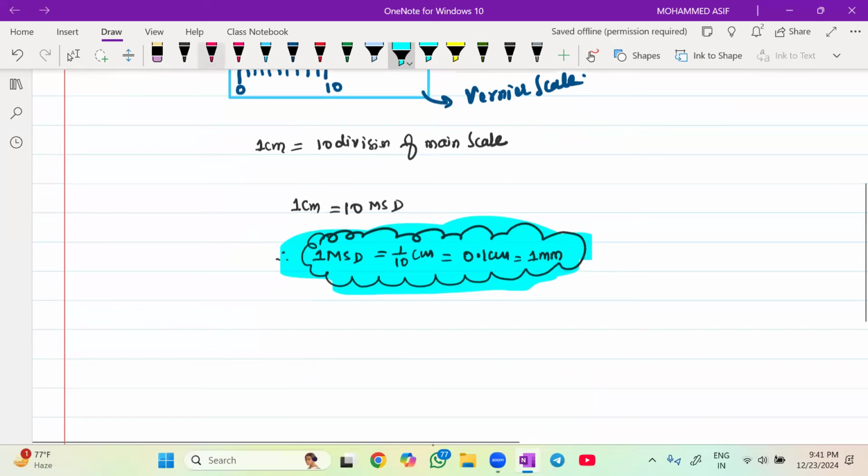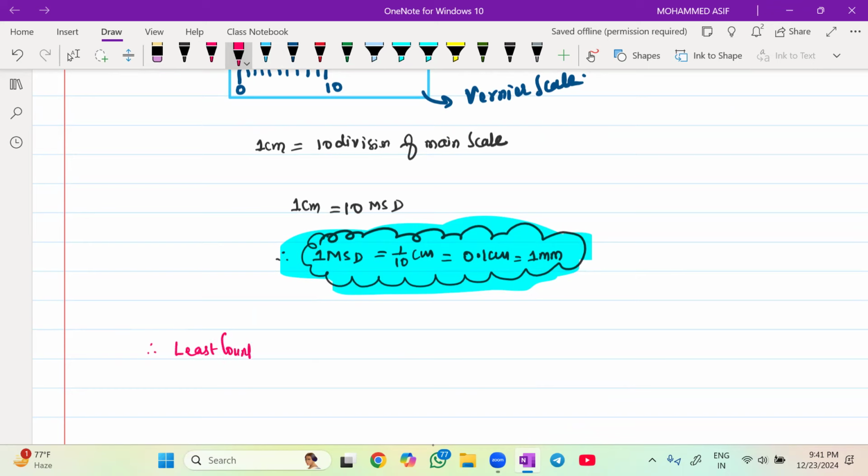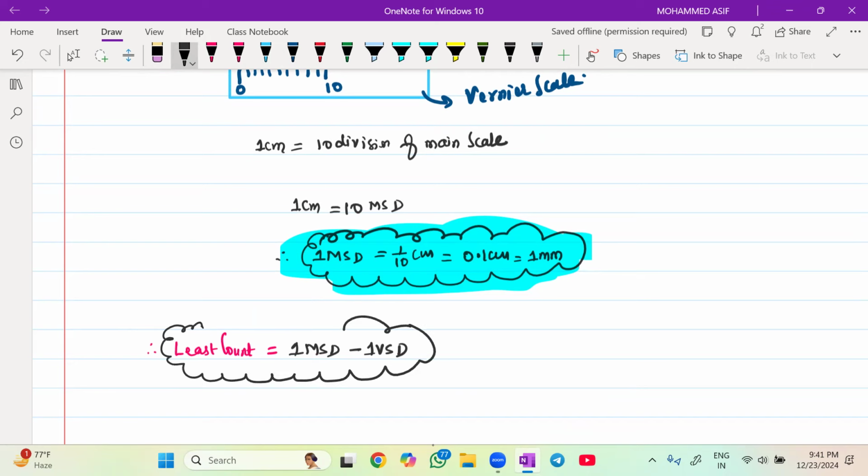So therefore, now how do we calculate the least count? Least count calculate करने का formula. So if I am talking about the least count, it is equal to 1 main scale division minus 1 Vernier scale division. This is the formula for the least count. Least count is equal to 1 MSD minus 1 VSD. Am I clear? So least count is equal to 1 main scale division minus 1 Vernier scale division.